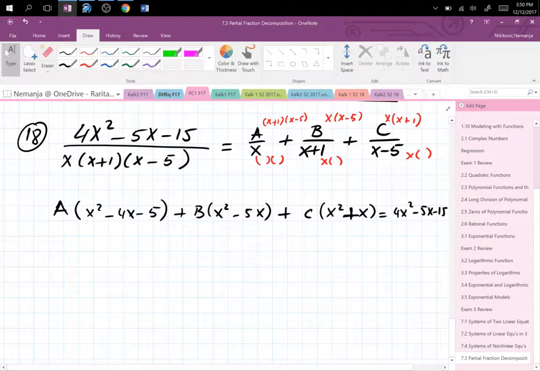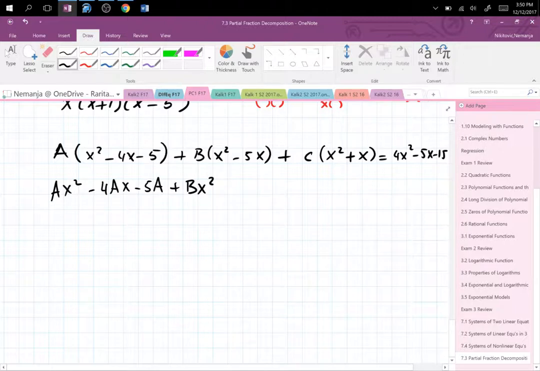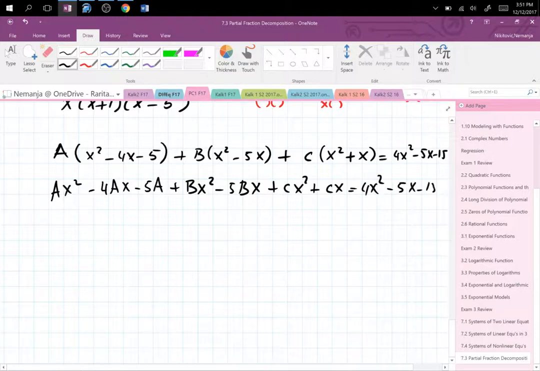So, distribute everything now. I don't like the plus. So we have ax squared minus 4ax minus 5a plus bx squared minus 5bx plus cx squared plus cx equals 4x squared minus 5x minus 15. Oops. That's okay, it's okay.